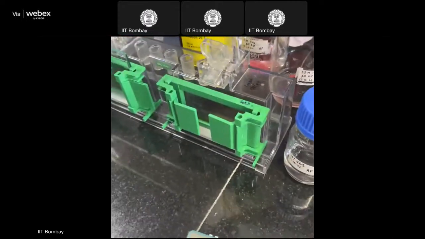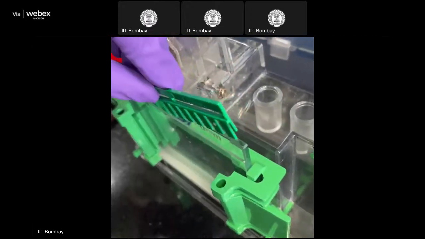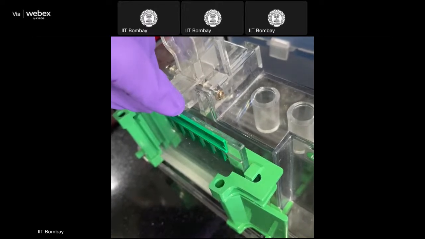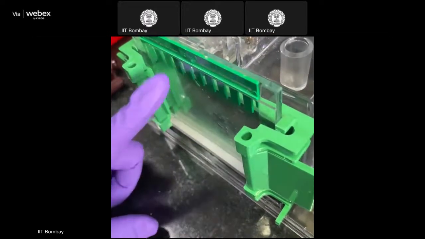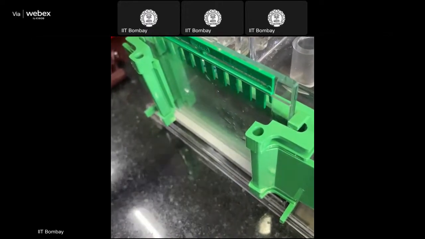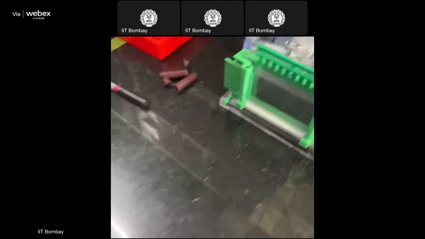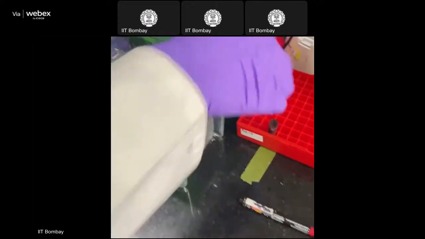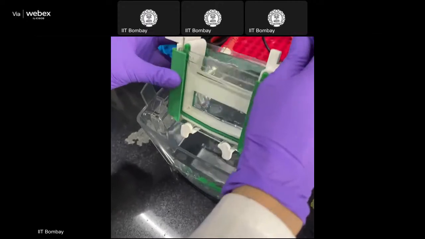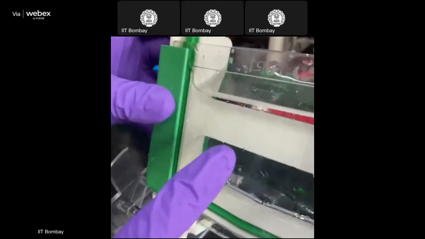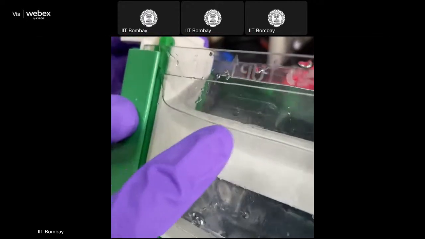So we add our solution in this one by one, and I can show you. Once it is added, it will be filled till the top, and then we properly place the comb. In this way, we'll get grooves or wells in our gel according to the comb. So I can show it to you here. This is a prepared gel. You can see it is an already prepared gel, and we have kept it ready for running. And here we have the wells, which we'll use to load the samples.